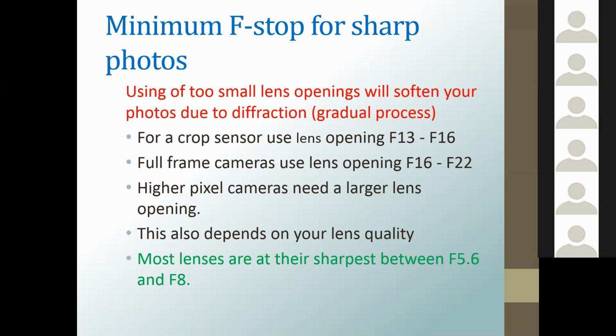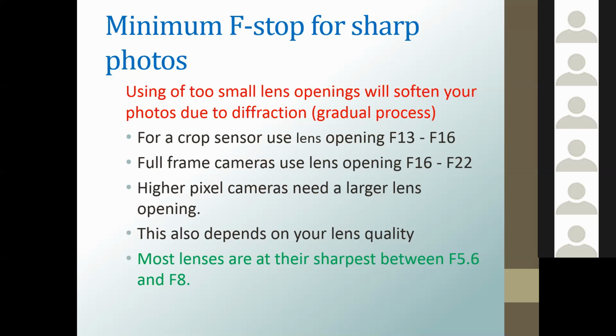So this is just what I use as a rule of thumb: for a crop sensor, you don't go smaller than f13 to f16; full frame, f16 to f22. And the higher the number of pixels your camera has, the larger the lens opening needs to be. If you have a 50 megapixel camera, full frame f22 is going to look fairly soft already. And it also depends on your lens quality. Some lenses are better, some are worse, but all will have this diffraction.